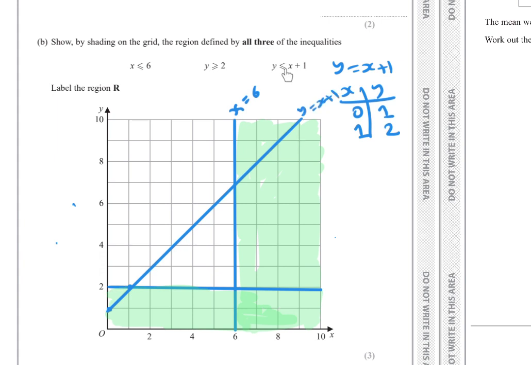I need less than or equal, so I need the region below the line. So shade the region above the line. So shade this region. So the region R, which satisfies all inequalities, is the region inside the triangle. So this is region R.